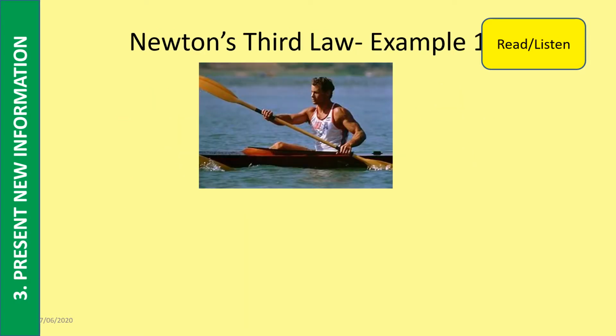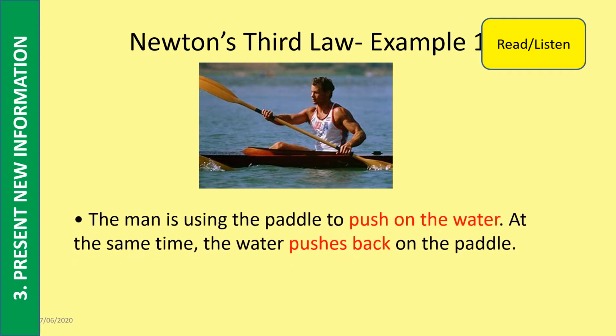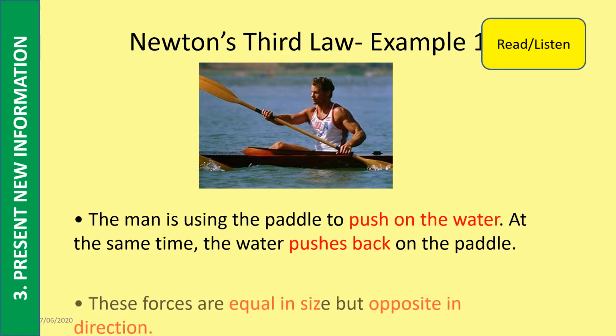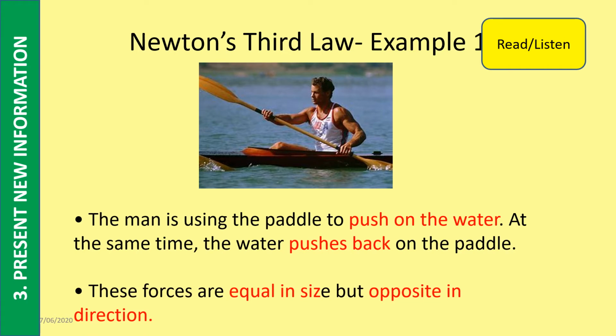So let's have a look at an example of Newton's third law in action. Here we have a man in a canoe paddling. As he paddles, he's using the paddle to push back on the water. But at the same time, the water is pushing back on the paddle, and that is what is giving him his driving force forwards. These forces are equal in size, but opposite in direction.